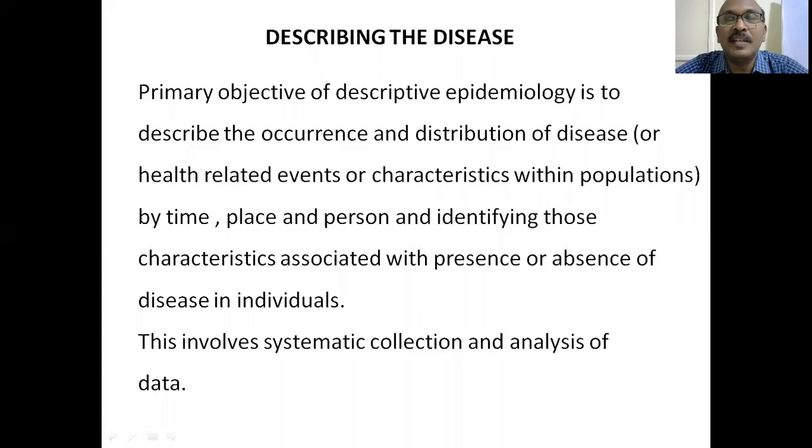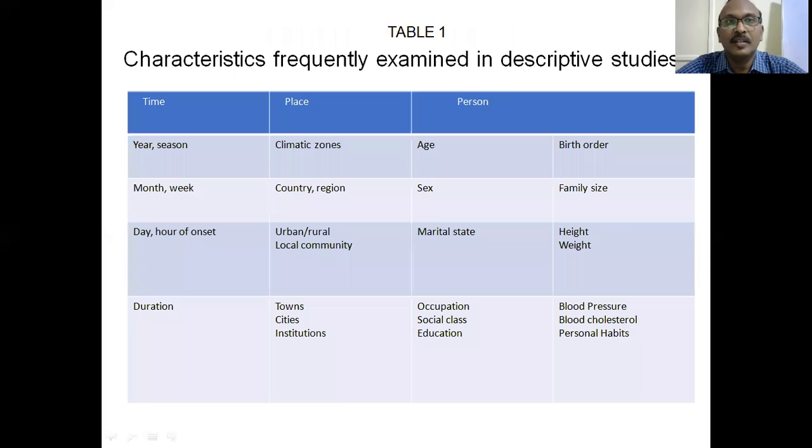The epidemiologist has to be familiar with a few of the variables under time, place, and person distribution. So common characteristics or variables frequently examined in descriptive studies in relation to time, place, and person are: under time, what we have is year, season, month, week, day, hour of onset, and duration. So these are the variables which need to be studied under time. Likewise, under place, we need to study the various climatic zones.